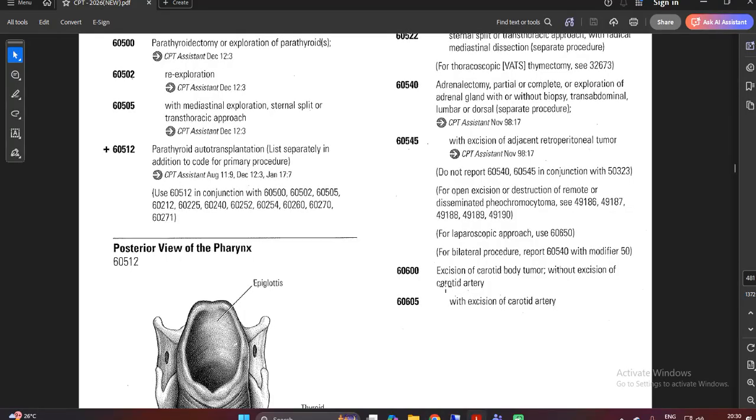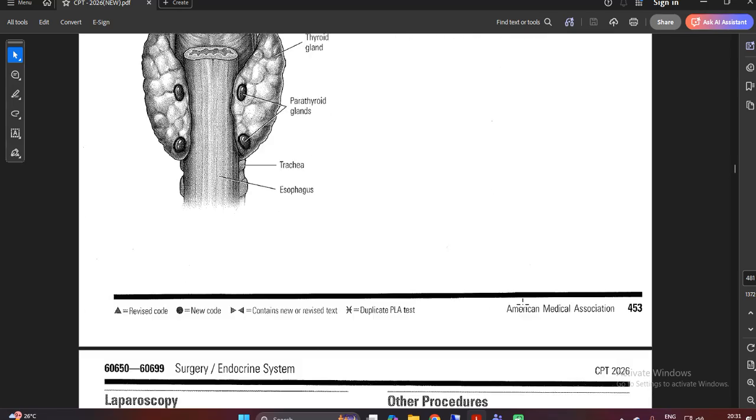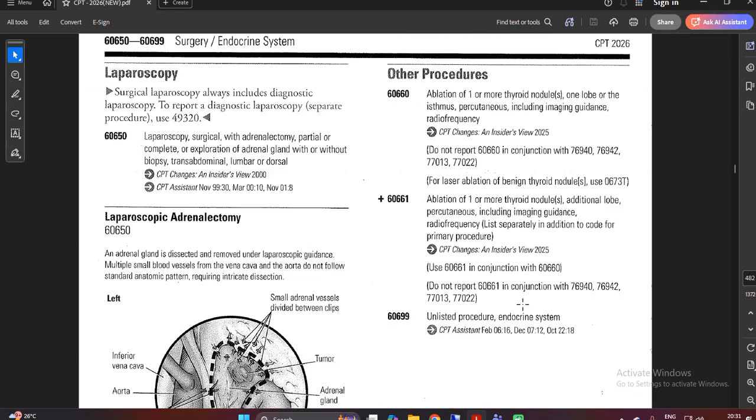So that time you can use this one. 60600 without excision of carotid artery, 60605 with excision of carotid artery. Simple. Okay. Next, here we have laparoscopic approach.